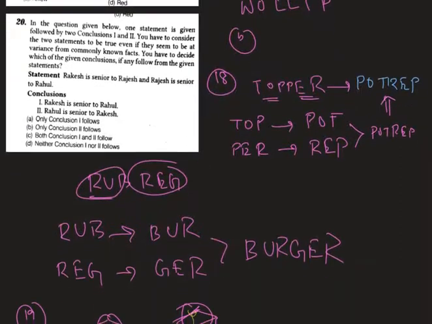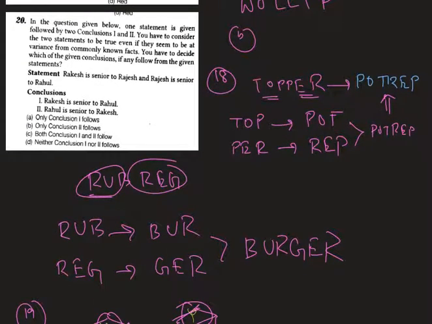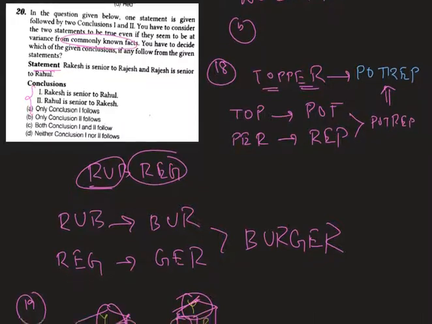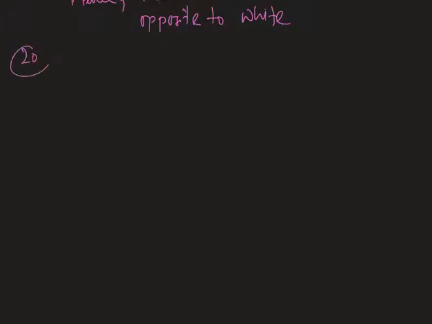This is a question based on syllogism. In a syllogism question we are given a statement which may or may not be similar to commonly known facts, but we need to find whether the conclusions are right or not based on the given statement. The given statement is Rakesh is senior to Rajesh and Rajesh is senior to Rahul.